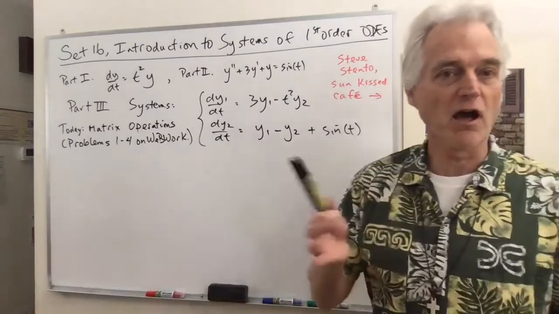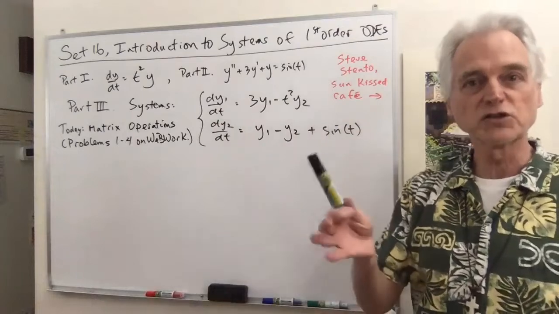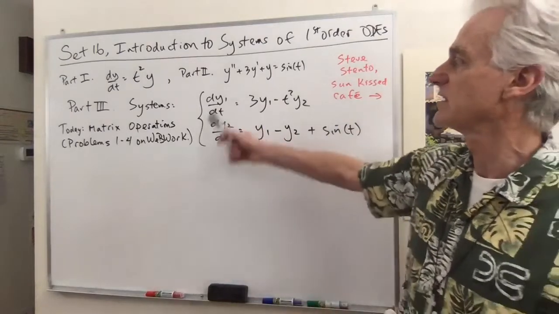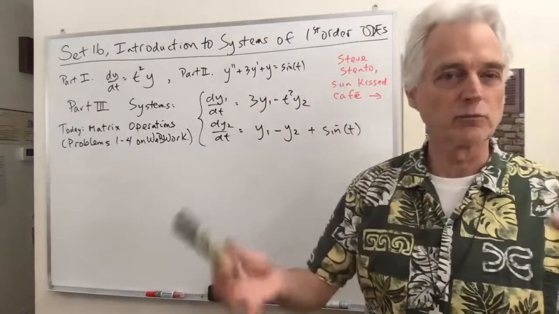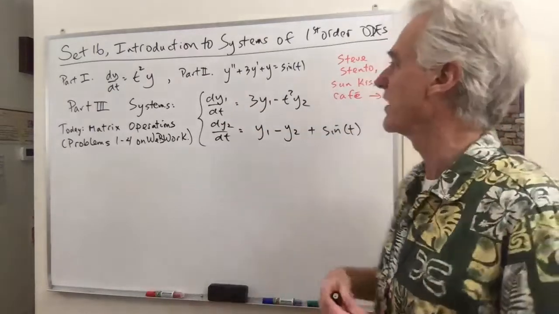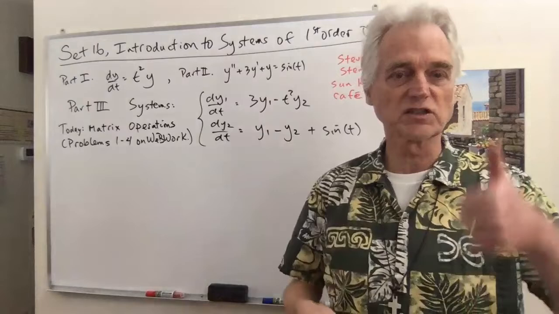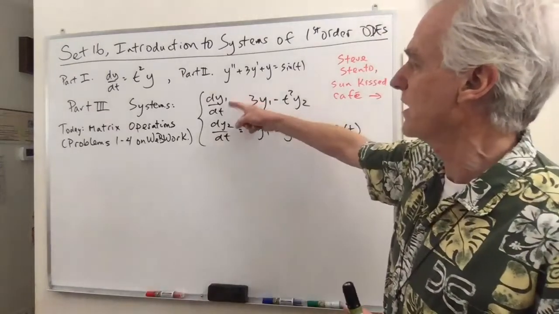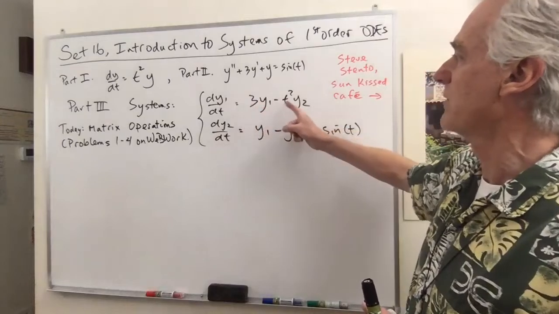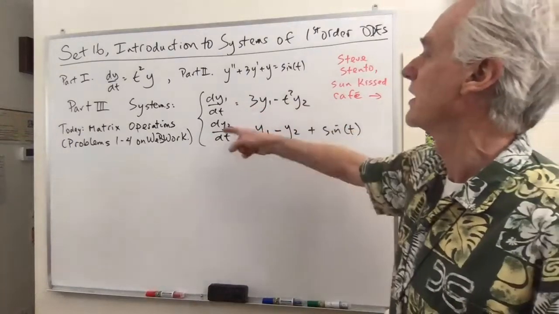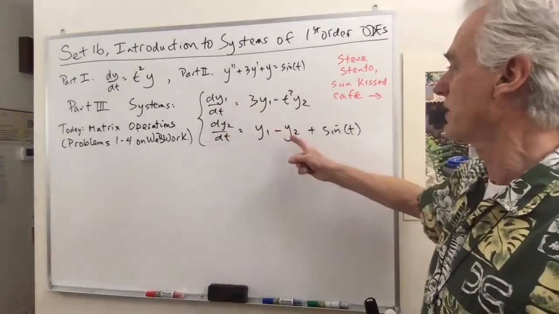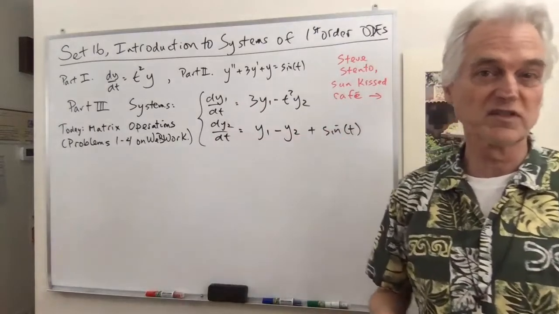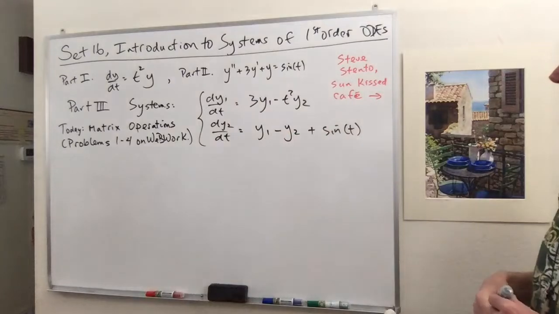And now what we're going to be talking about is systems of two or more first order ODEs. Here's an example. We sometimes use this bracket to group the equations together. So we have two unknown functions, y1 of t and y2 of t. And dy1 dt is 3y1 minus t squared y2. And dy2 dt is y1 minus y2 plus sine of t. So this is the kind of thing we'll be studying in this third part.